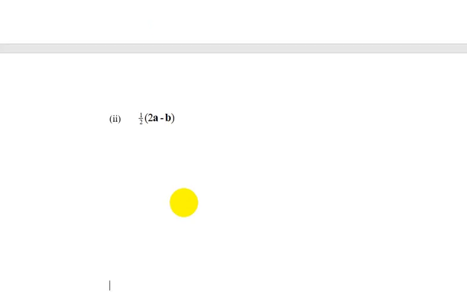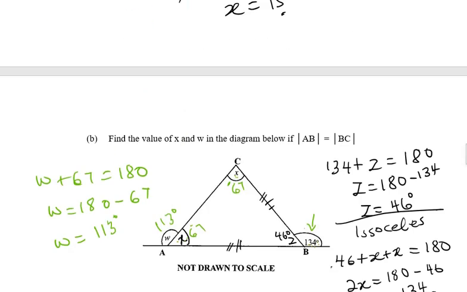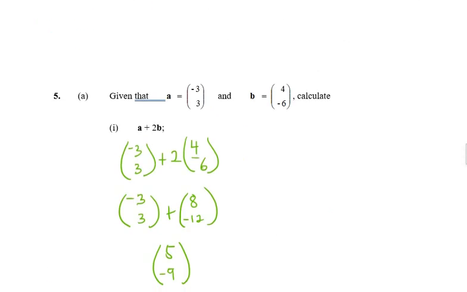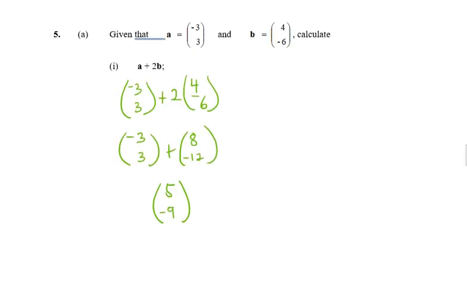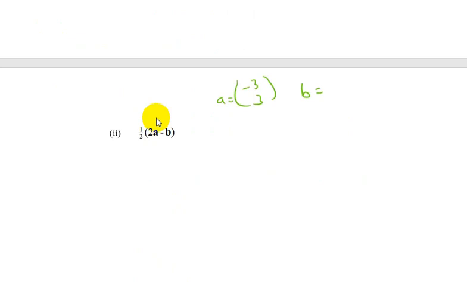Half 2A minus B. Now let's look at our A again. Our A is minus 3. So A equals minus 3, right? And B is equal to 4 minus 6. So B equals 4 minus 6, right? So let's fix it in here.